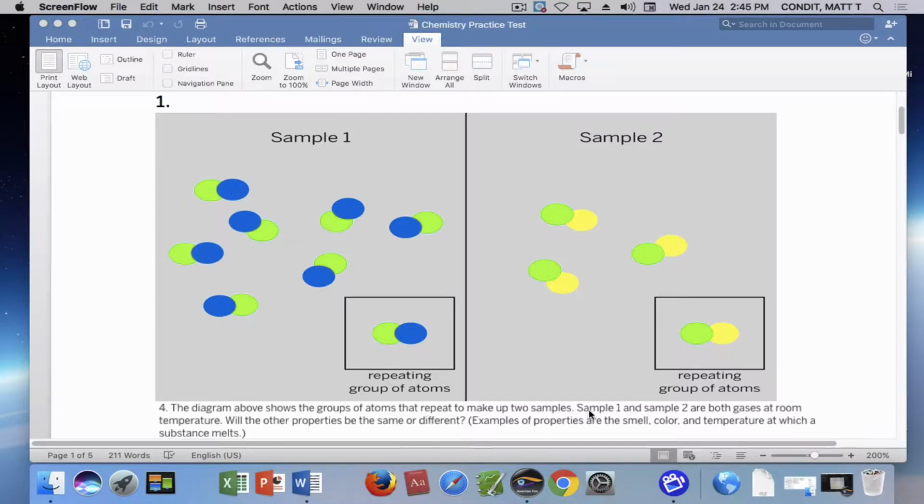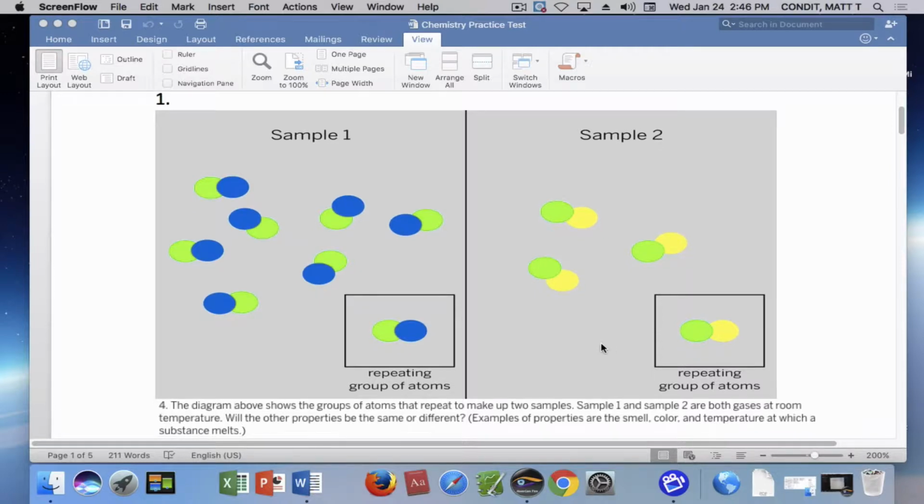So before we even read any of the question, we just need to identify that we're looking at two different molecules because we have two different sets of atoms here. So the question is the diagram above shows the group of atoms that repeat to make two samples, sample 1 and sample 2 are both gases at room temperature. Will the other properties be the same or will they be different? And they give you some examples of properties.